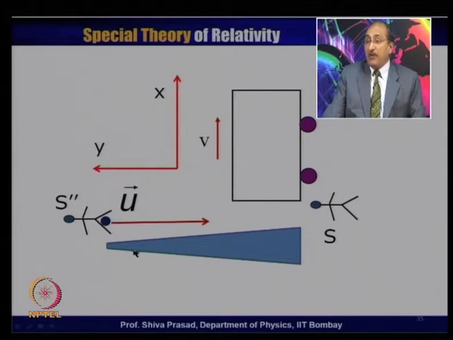So, now we see that between S and S double prime, the relative velocity direction is along the y direction. To be more correct, it is along minus y direction, because this is the y direction. Therefore, relative velocity is along minus y direction.